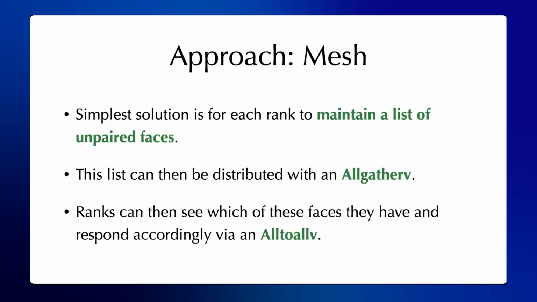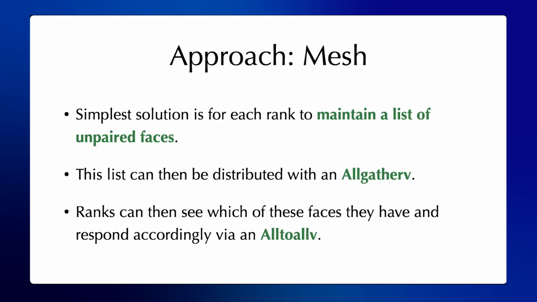Now, the naive solution then is everyone has a big list of things that aren't paired. You can do a gargantuan all-gather-v. So everyone sends their list of everything they're looking for to everyone else. You then see what of the missing things do I have, and then you respond back with an all-to-all-v saying, yes, I have your element.